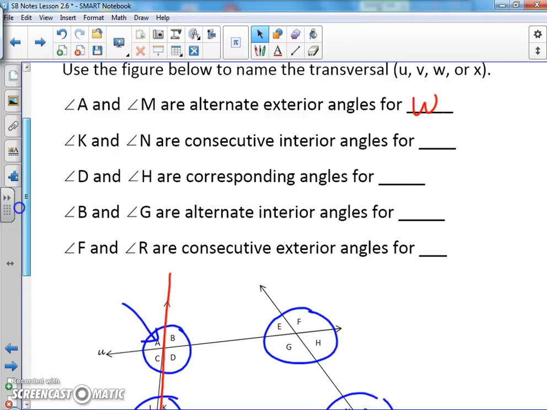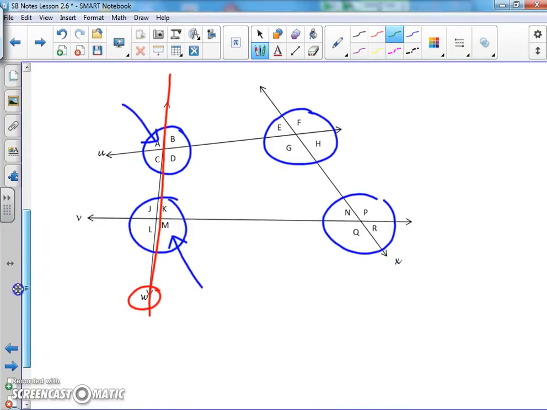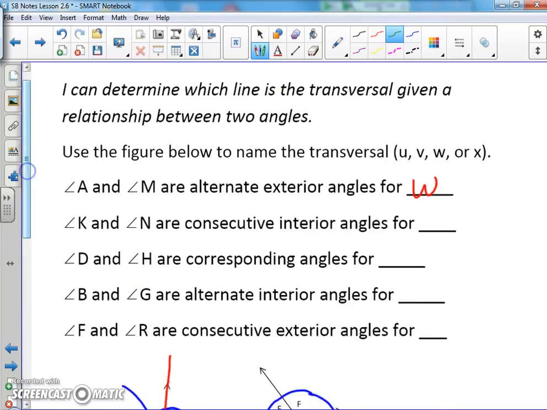Let's look at the next one. K and N are same side interior. So let's go find K and N. Here's K, and here's N. Well, to be interior, my boundary lines have to be W and X. To be on the same side, the transversal has to cut through the two clusters, making my transversal V.